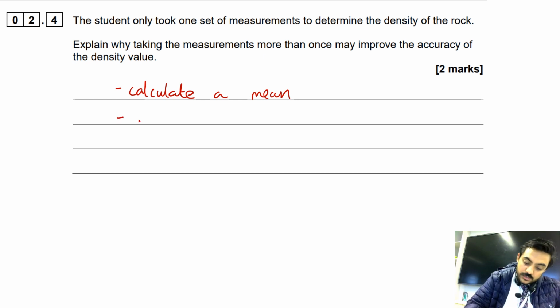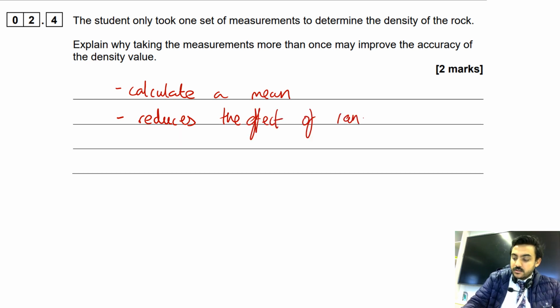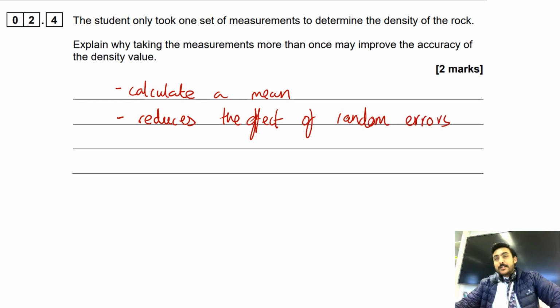And it also reduces the effect of random errors. Random errors are errors in maybe measuring. Maybe your scale was off the first time, and then when you zeroed it the second time and the third time, it gave you the accurate result. Or maybe there was a mismeasurement when you took the reading of the volume. Therefore, to reduce the effect of random errors, you need to do multiple readings.